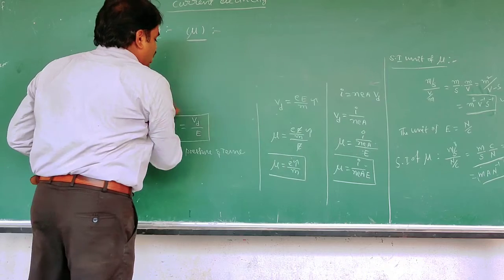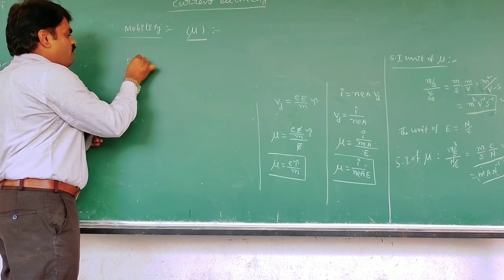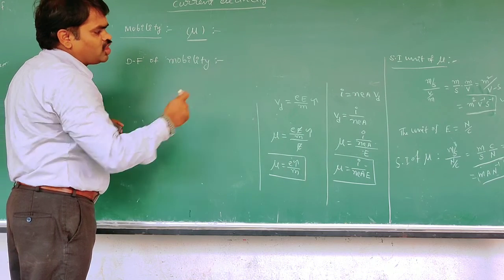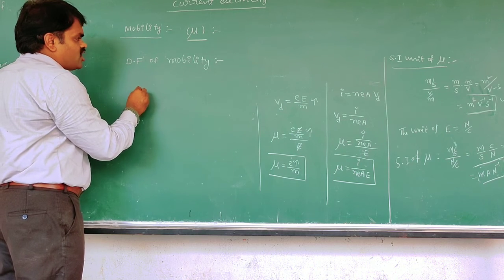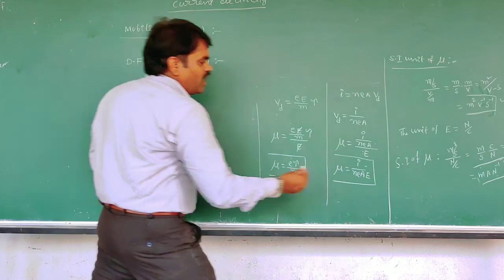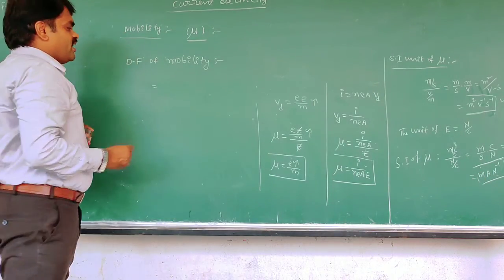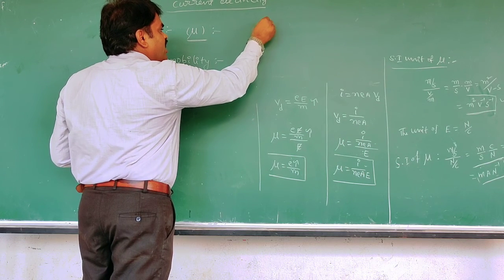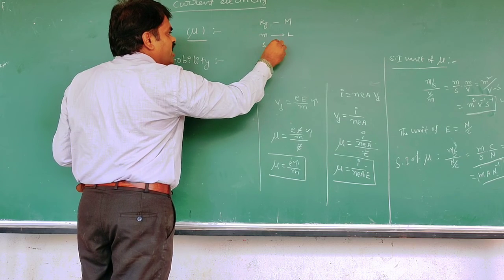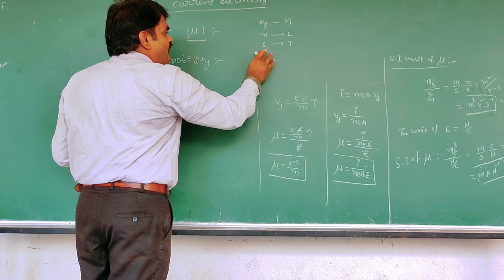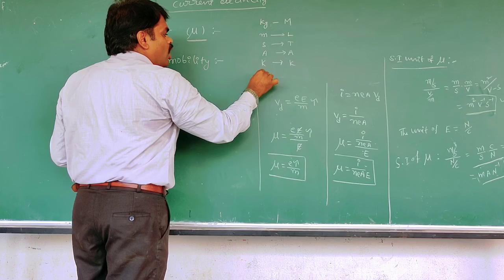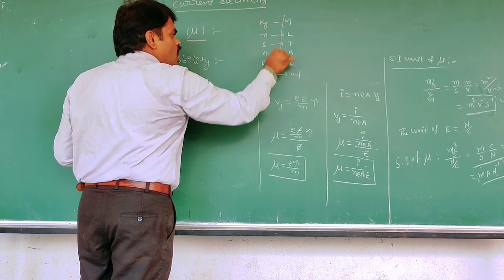They will also ask the dimensional formula of mobility. Here we can use any of the units. Now the dimensional formula: in the SI unit, kg is there, so the dimensional formula is M. Meter, dimensional formula L. Second, dimensional formula T. Current, ampere, dimensional formula A. Temperature unit Kelvin, then K. And mole, then mol. These are the dimensional formulas.